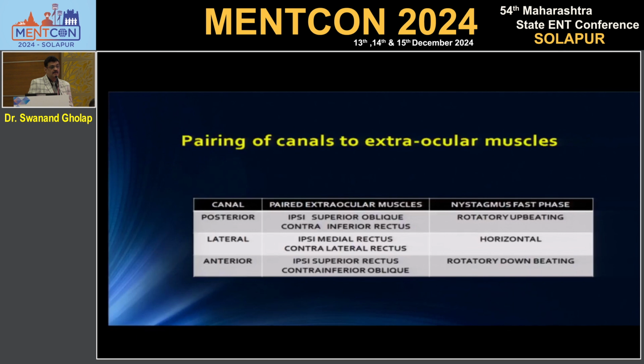In the posterior canal, there is a pairing of ipsilateral superior oblique and contralateral inferior rectus, which causes rotatory and upbeating nystagmus. In the lateral canal, there is a pairing of ipsilateral medial rectus and contralateral lateral rectus, which causes horizontal nystagmus. And in the anterior canal, there is ipsilateral superior rectus and contralateral inferior oblique, which causes rotatory downbeating nystagmus.